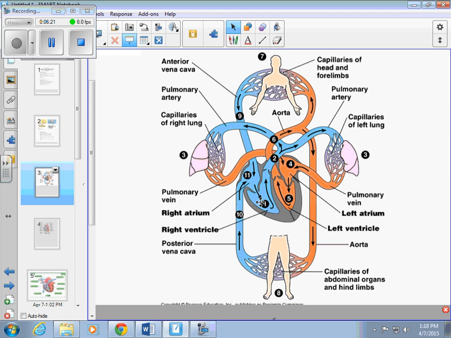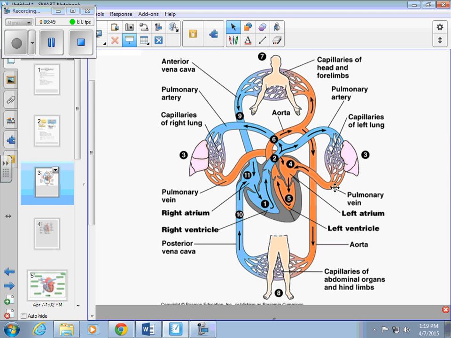From there, blood will move through this vessel. It's a pulmonary artery because it's moving away from the heart. And this artery is going to take the blood to the lungs. The little vessels are called capillaries. It's going to pick up oxygen, and then as it heads back to the heart, you'll notice that in this diagram it's shaded as red, which means it's oxygenated blood.